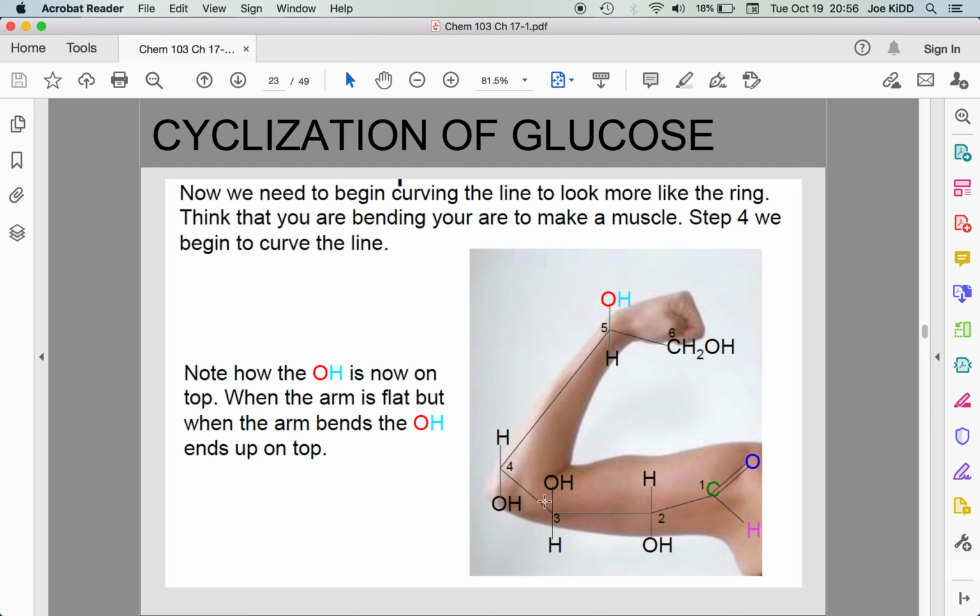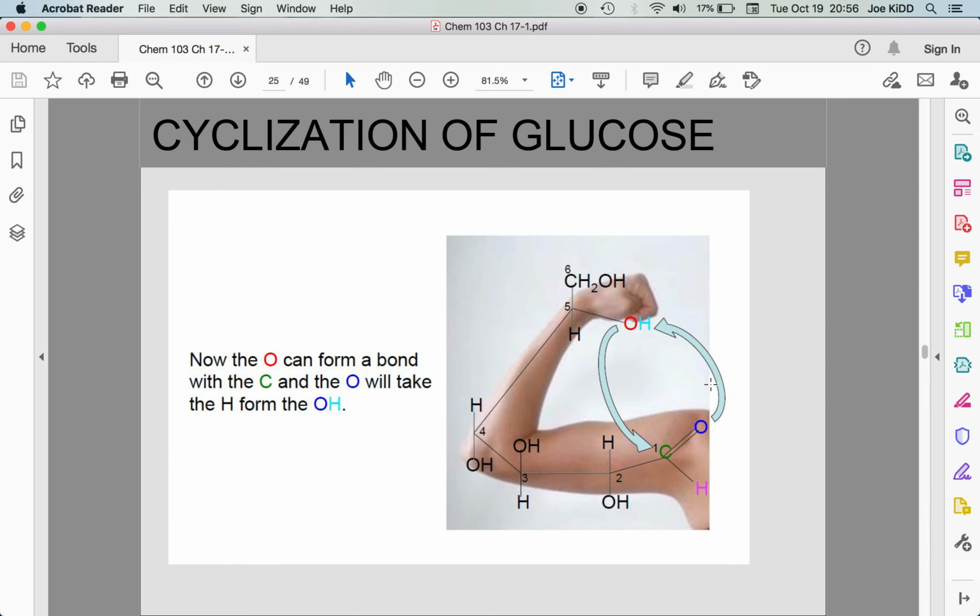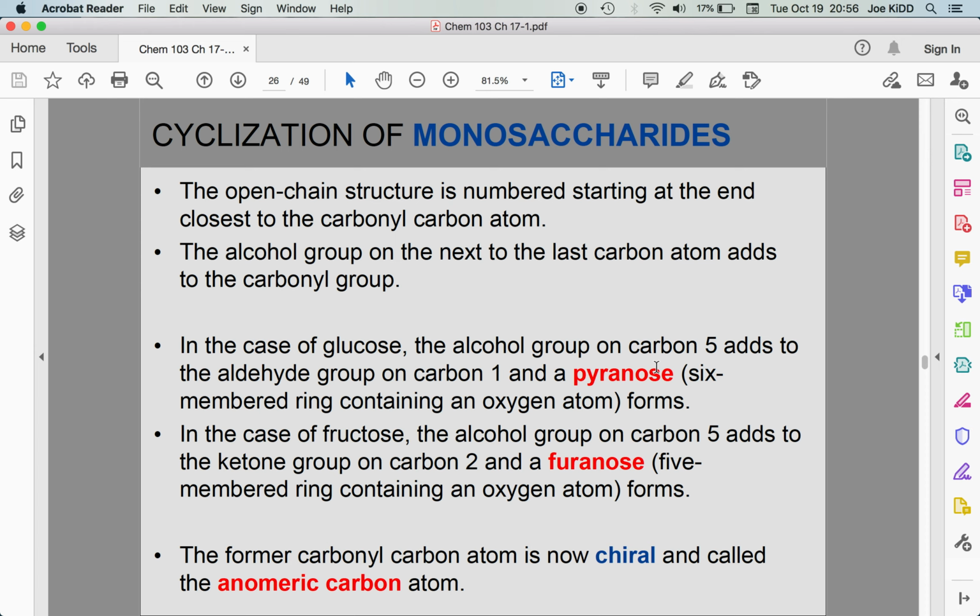And when we do that, things that used to be on the top are now on the bottom, and things that are on the bottom are now on the top, right? As this curls around, things flip over. We have a rearrangement occur so that the O here can get closer to the carbon here. We have the attack occur, and we're able to close up the cyclization of the ring.